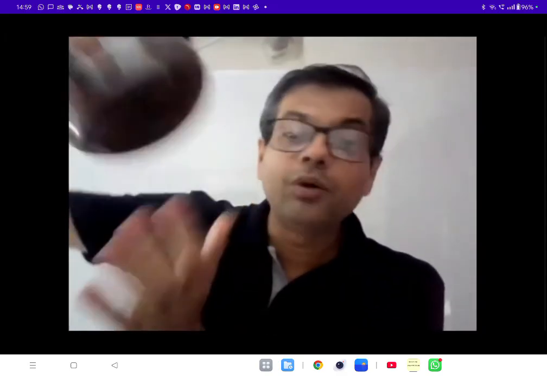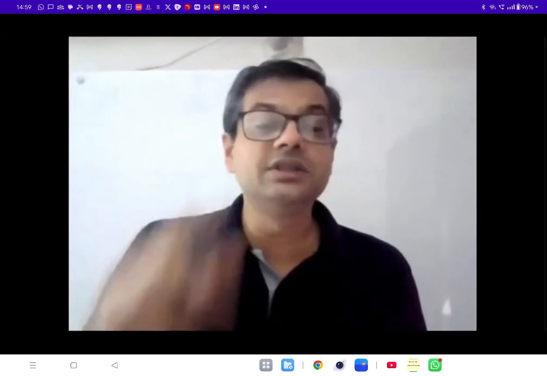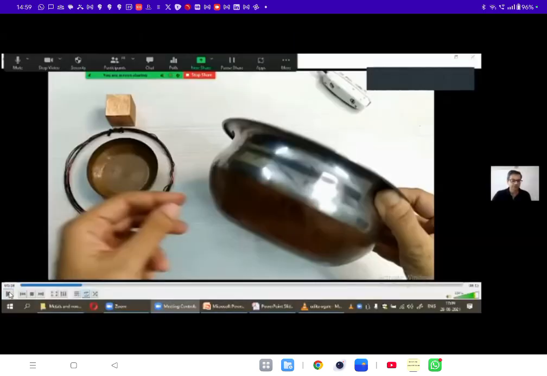So what do we do? We put a copper plate. Now what will happen? You heat it at one point, but copper is a very good spreader. It will spread the heat everywhere, and then the whole thing gets heated uniformly. That is the reason why we have copper bottom vessels. Let us go to the next one.